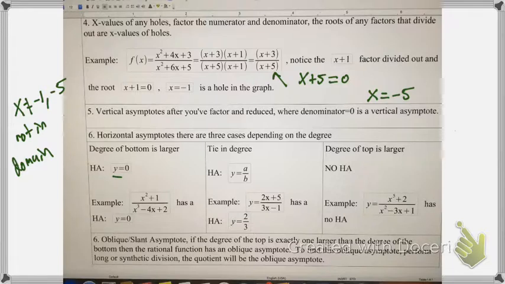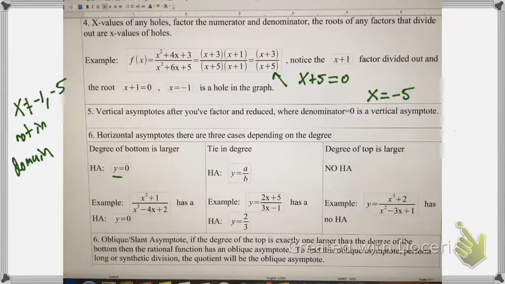Okay, if you have a tie in the degree, so if the degree of the top and the degree of the bottom are the same, then the horizontal asymptote is going to be the quotient of the leading coefficients. So I say y equals a over b, and we have an example there. y is equal to 2x plus 5 over 3x minus 1. So both are degree 1, the top and the bottom. The leading coefficients are 2 and 3, so we have a horizontal asymptote of 2/3.